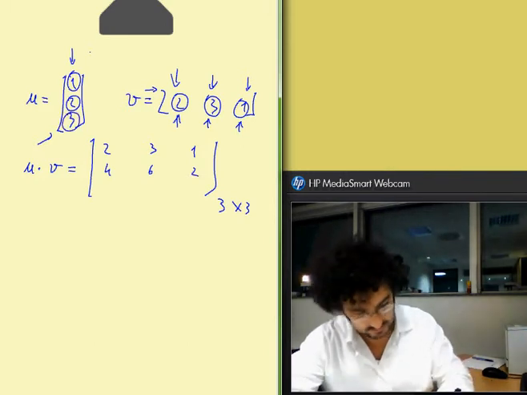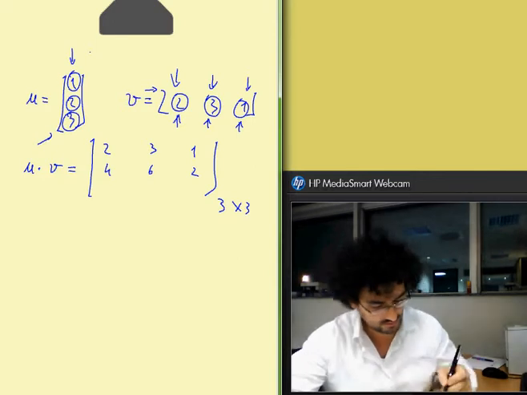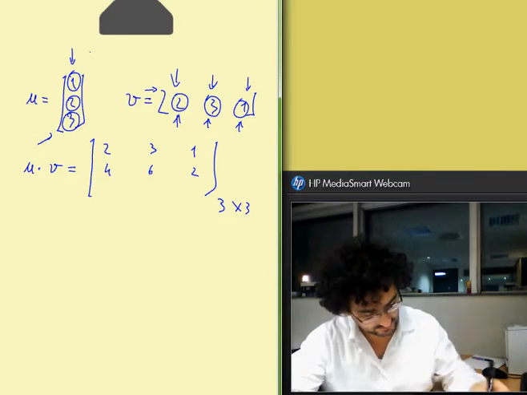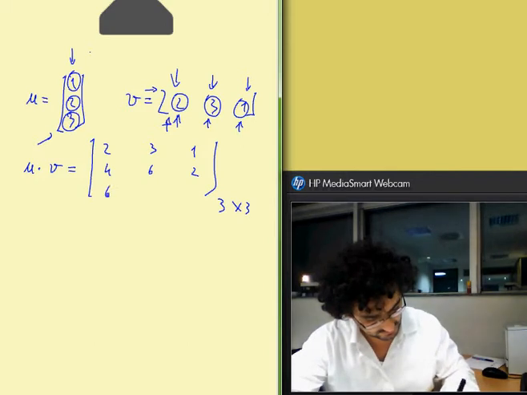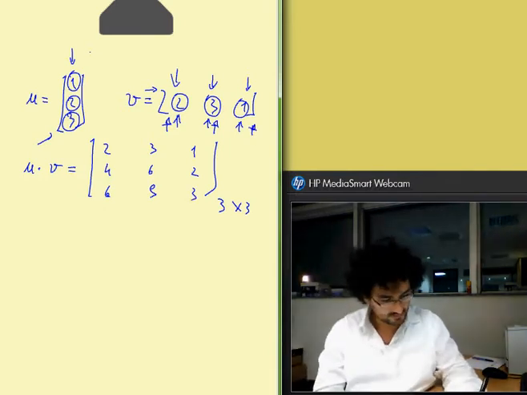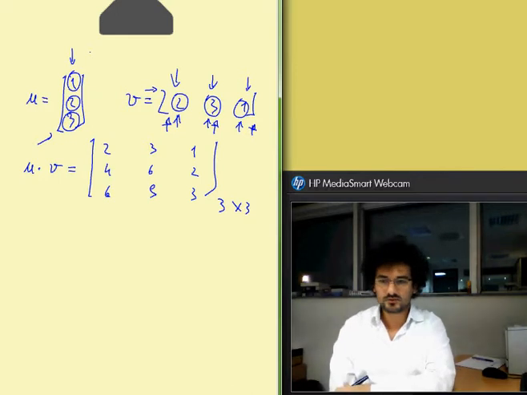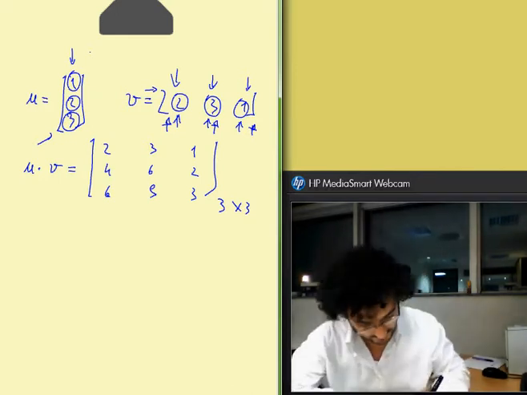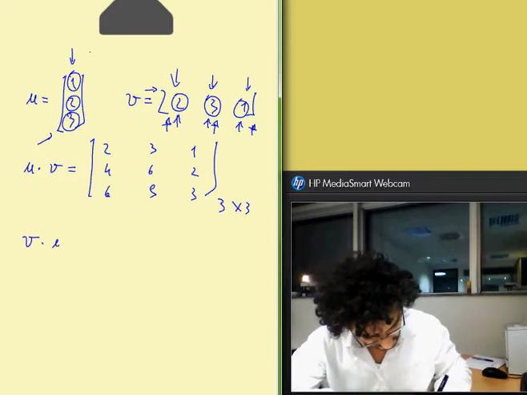Finally, we consider the third row and the first, second, and third column, so 3 times 2 will be equal to 6, 3 times 3 will be equal to 9, and 3 times 1 will be equal to 3. And this is the result of the product between U and V. We can also compute the product between V and U.